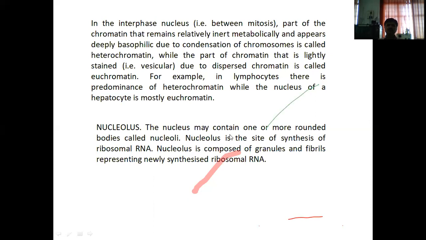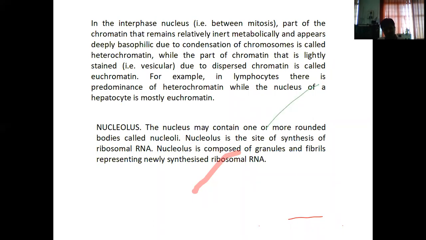Nucleolus. The nucleus may contain one or more rounded bodies called nucleoli. Nucleoli is the plural form of nucleolus. Remember, singular is nucleolus, and plural is nucleoli, like stimulus, stimuli.